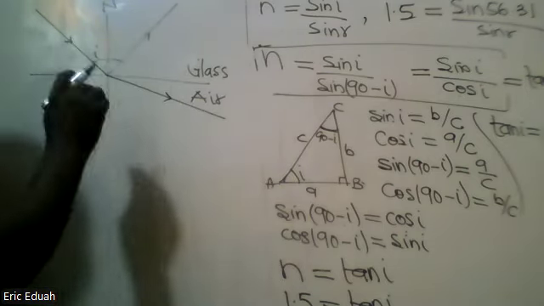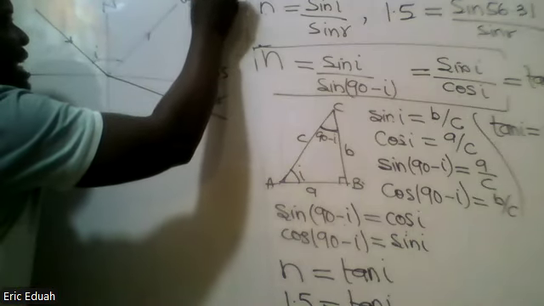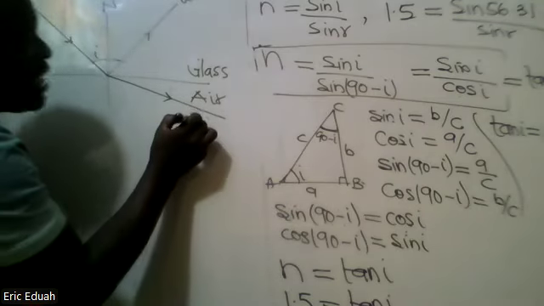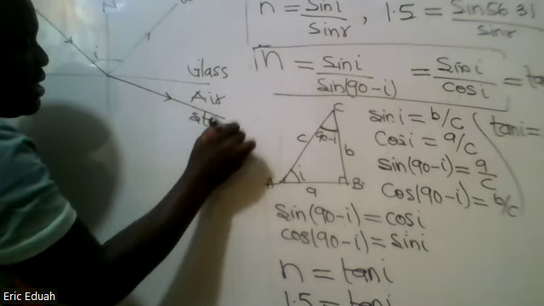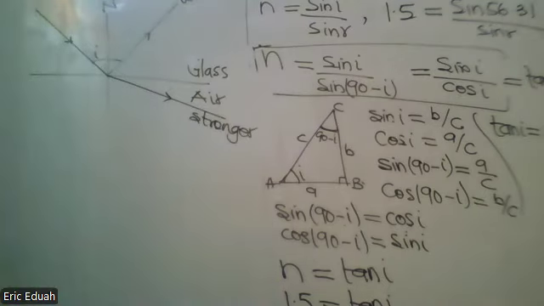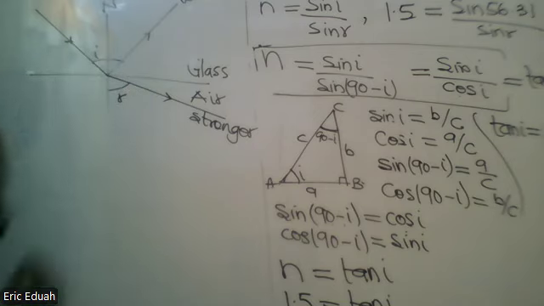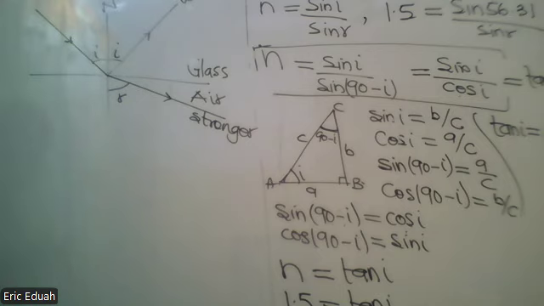You realize that the reflected ray will be weaker in intensity, or in brightness, and the refracted ray will be stronger in intensity, meaning a greater part of the incident light is refracted. So this becomes the angle of refraction. This is the angle of reflection, which is equal to I.